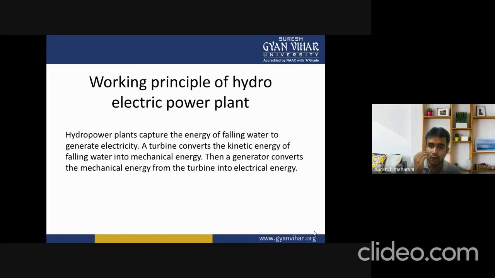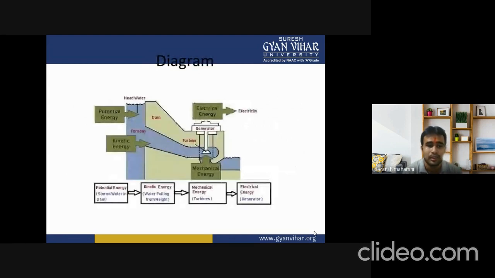In between, which types of energy are required? That is also called potential energy, in other words Sthitij Urja, which is denoted by capital U, and then this is converted into electrical energy. Then we gain output as electricity. Then a generator converts the mechanical energy from the turbine into electrical energy. That is the diagram. Here we discuss some words like headwater, dam, turbine, electrical energy, generator, mechanical energy, potential energy, kinetic energy.